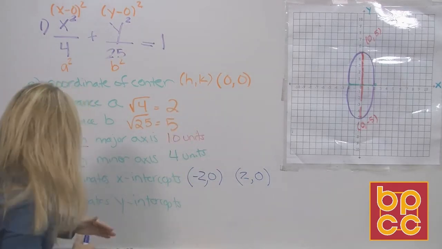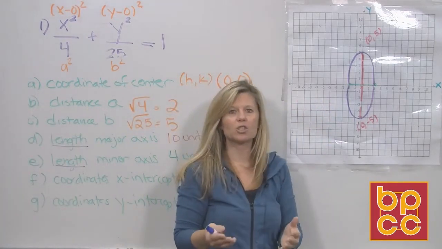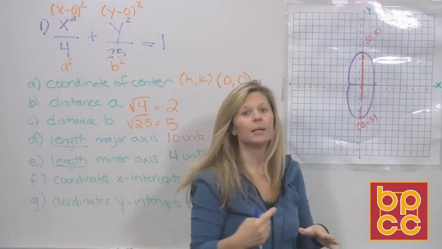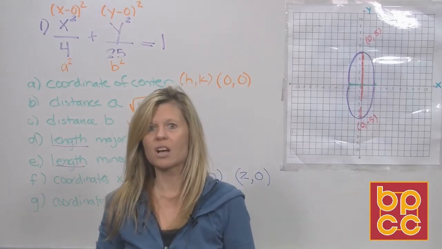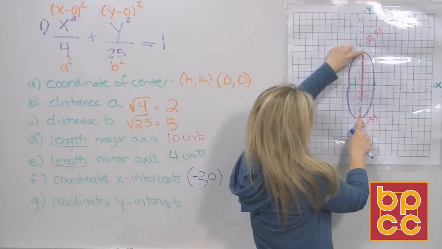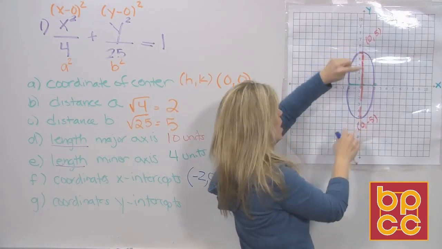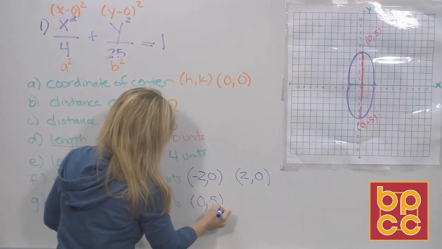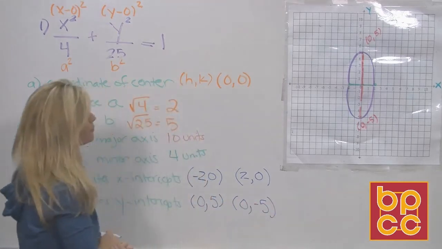All right, now we're going to find the y-intercepts. So if we look at our ellipse, does our ellipse touch the y-axis? It sure does, here and here. Now remember, those points are the endpoints of the major axis, so they are also called the vertices. But these are also, because they're on the y-axis, called the y-intercepts. So one y-intercept is at (0, 5), and the other y-intercept is at (0, -5).